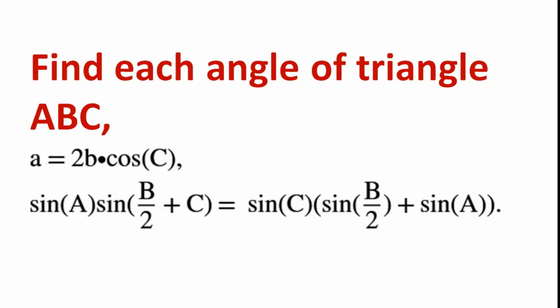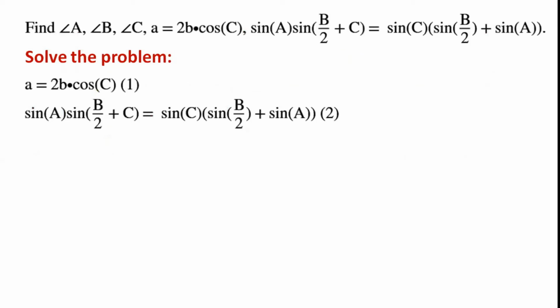Find each angle of triangle ABC. Given conditions: 1. a = 2b cos C. 2. sin A sin(B/2 + C) = sin C (sin(B/2) + sin A). 1 and 2 are given conditions.